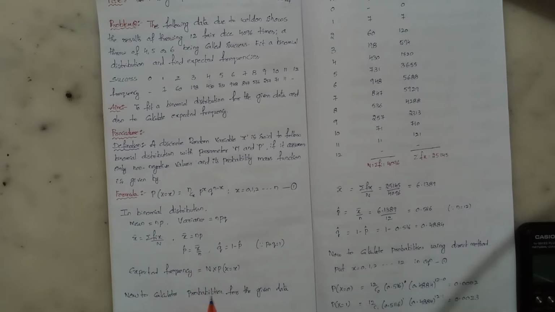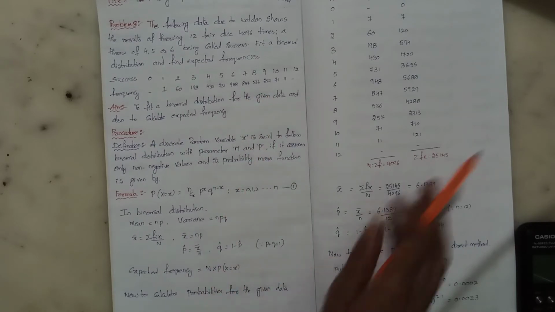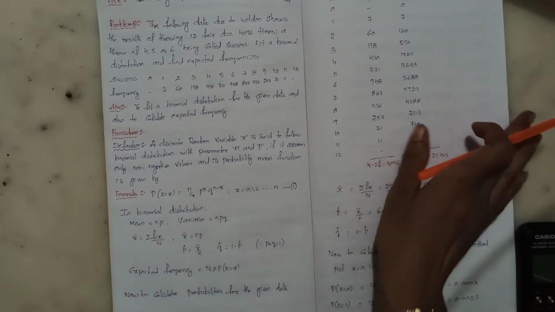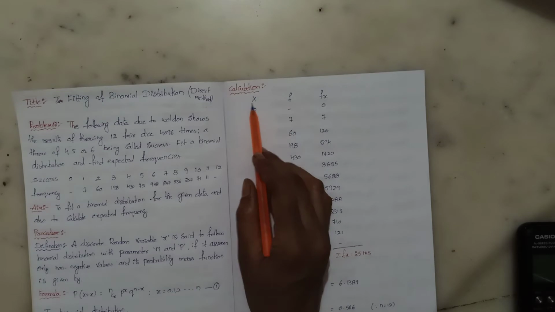Now to calculate probabilities for the given data. Okay, so N is nothing but summation fi. We have to add all these frequencies, we will get the capital N value. Okay, so in order to calculate x bar we have to draw the table like this. So construct the table like this.